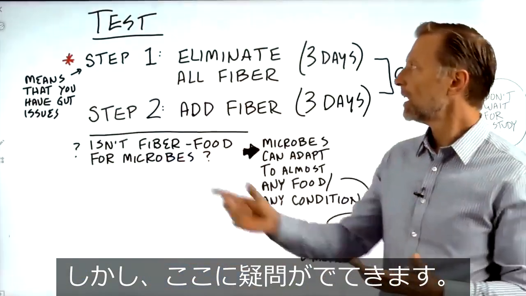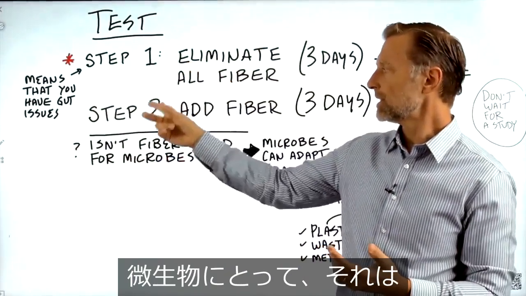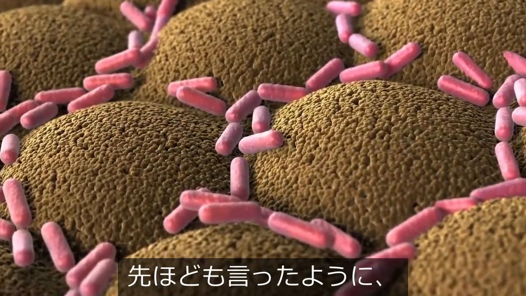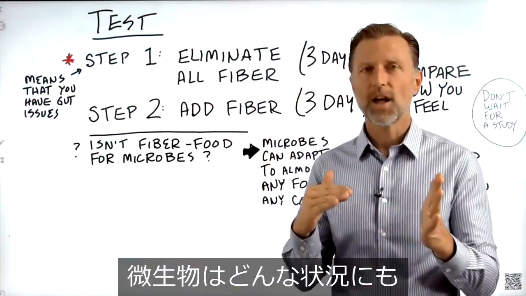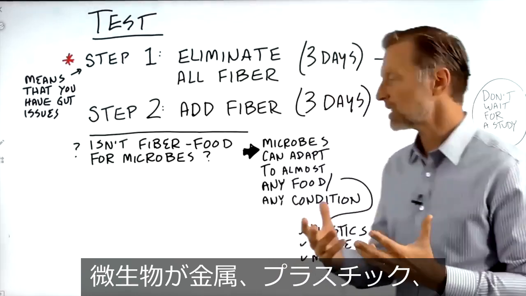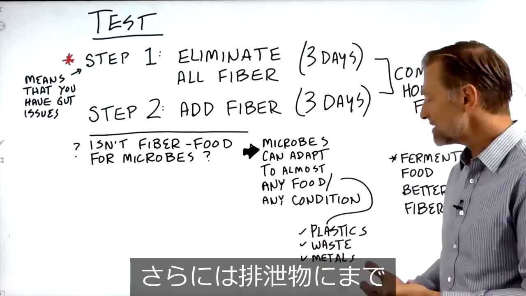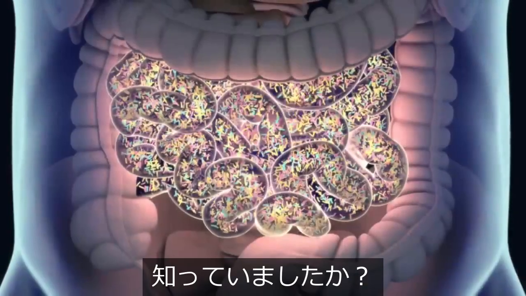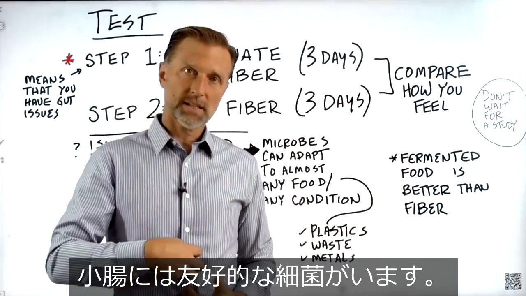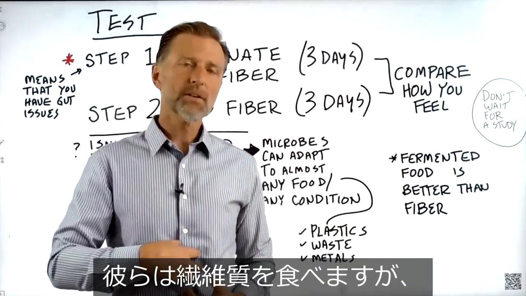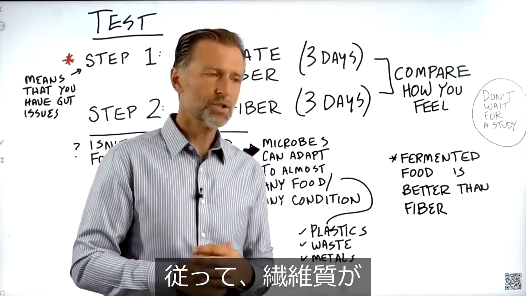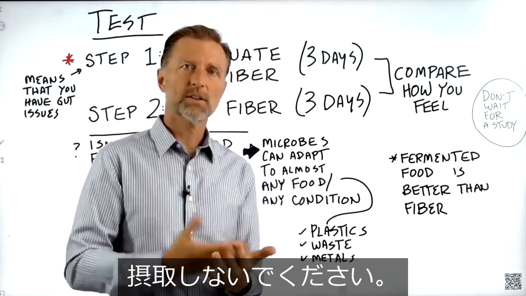But here's the question. If you eliminate fiber, isn't that the only food for microbes? Aren't your microbes going to die off because they have no more food? Well, like I said before, microbes can adapt to almost any condition. They can eat almost any food. Did you realize that microbes can even live on metal, plastics, and even your waste? So even in a condition called SIBO, you have these friendly bacteria in your small intestine. And what are they eating? Well, they are eating the fiber, but they're also eating other nutrients. They're eating protein.